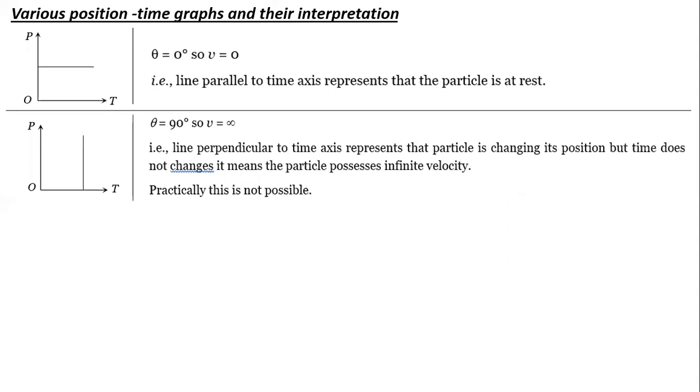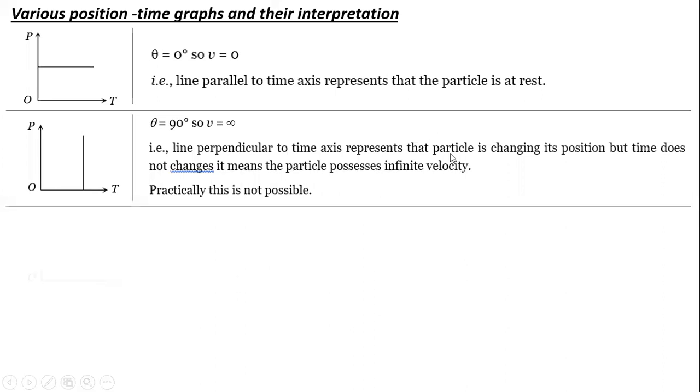That is one interpretation. Second, you can directly say the perpendicular line represents that the particle is changing its position, but the time is not changing. Time is constant, which is not practically possible. That's the second type of graph.